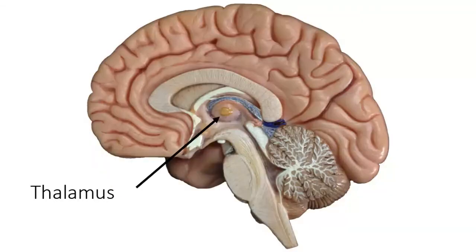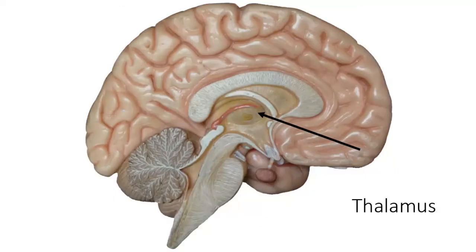Here's the first one. There's the thalamus, that pinkish kind of football-shaped structure, this whole thing in here. That's the thalamus. Here it is on this model here. Thalamus. So that's the first part of the diencephalon.